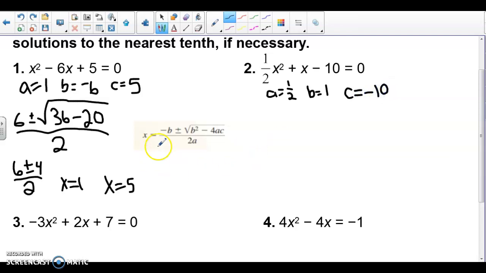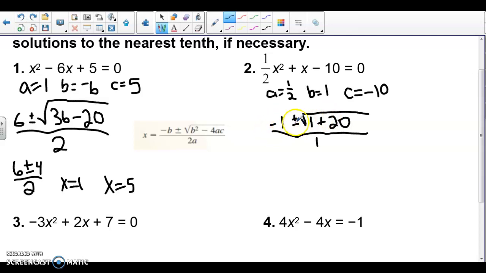So we have the opposite of b. So we have negative 1 plus or minus the square root of b squared, which is 1, minus 4 times a. So negative 4 times a half is negative 2. Negative 2 times negative 10 would be plus 20. And that's going to be over 2 times a, which would be 1.